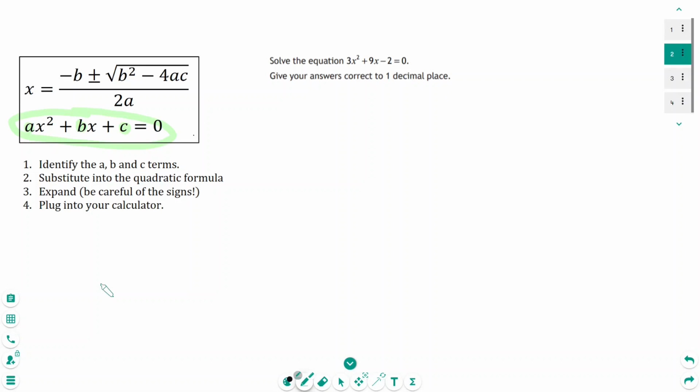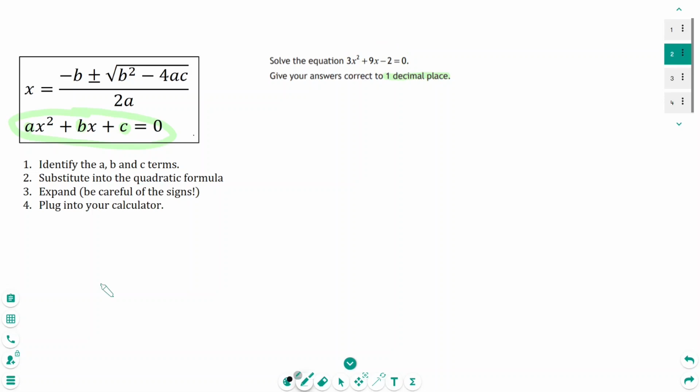So I found an exam question for us to attempt. One clue that we're going to need the quadratic formula to solve this is that we're asked to give our answer to one decimal place. That means that this equation here, 3x squared plus 9x minus 2, isn't going to factorize nicely. So we need to use this formula.